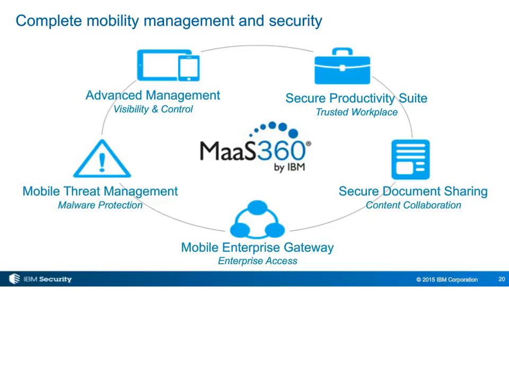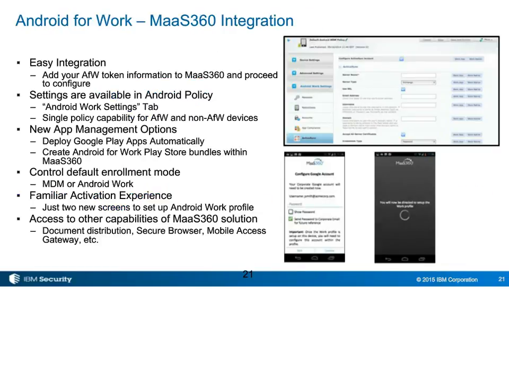So now I'd like to take a few minutes to talk about Manage 360 and Android for Work. Manage 360 has full support for Android for Work. Via easy integration, all you need to do is add your Android for Work token information to the Manage 360 portal, and you go through the configuration steps in order to integrate the two systems. The settings are available in Android policy. So we have an Android Work settings tab, which allows you to control all the various aspects regarding Android for Work policy, security settings, and so on, and enable them within the portal to be pushed to the devices once they're enrolled for Android for Work.